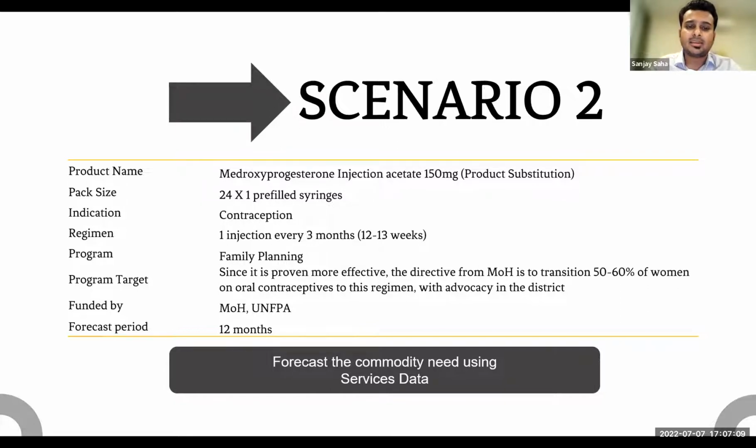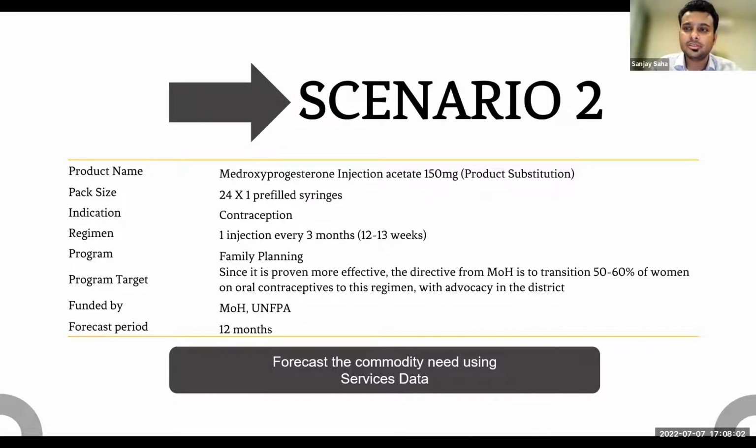This injection comes in a pack size of 24 pre-filled syringes. In one pack, there are 24 injections. It's used for contraception. One injection is needed every 3 months, about 12 to 13 weeks. It is under the program of family planning, and the Ministry of Health has advised the team that at least 50 to 60% of women who were on oral contraceptives must be transitioned to this injection. So this is the target of the program, that at least 60% of women who are today on oral contraceptives must be transitioned to the injection. It is jointly funded by the Ministry of Health and UNFPA, and the forecast period is 12 months.